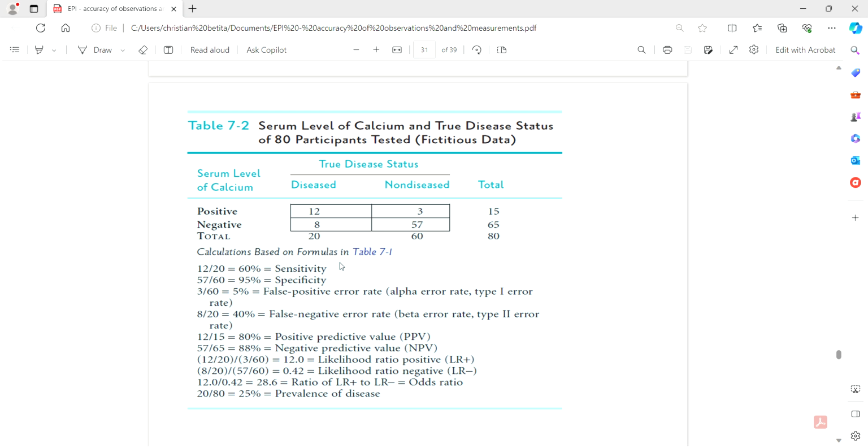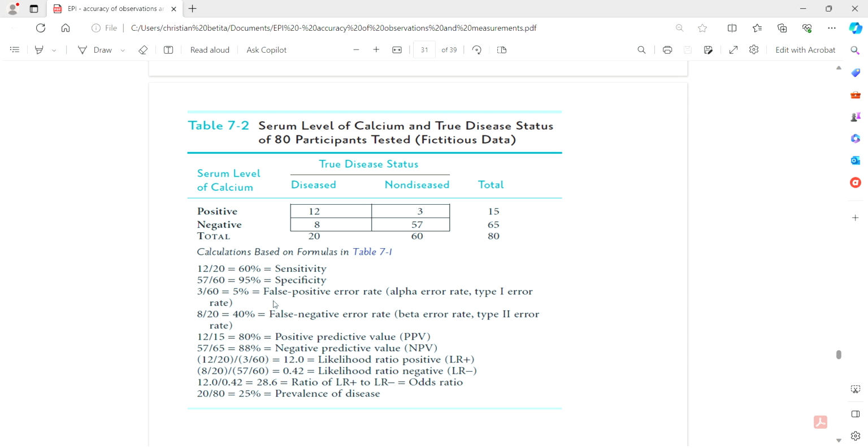So, okay, for this example, they tried to use the 2 by 2 table to determine at what level of serum calcium detects the true disease status, or symptomatic hypocalcemia. Okay, so this is how they determine the cutoff value. So true disease status, that's symptomatic hypocalcemia, and this is serum level of calcium. So arbitrary though, this is positive and negative test. Okay. So sensitivity is 60%, specificity is 95%.